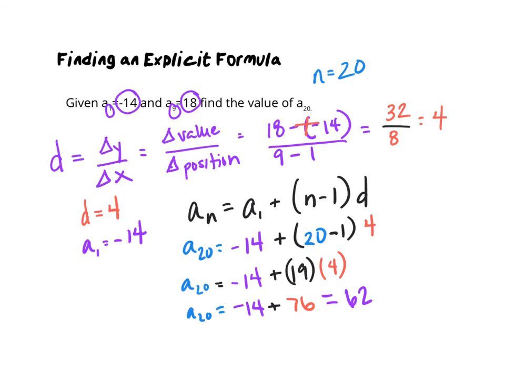And we could actually count this out starting at negative 14 and verify that. Because we go negative 14 and we add 4, and we get to negative 10. Then you add 4 and get to negative 6, then add 4 and get to negative 2, then add 4 and get to positive 2. If you keep doing that, you'd have to do it 20 times. But if you got to that 20th number, at the 20th term, it should be equal to 62.